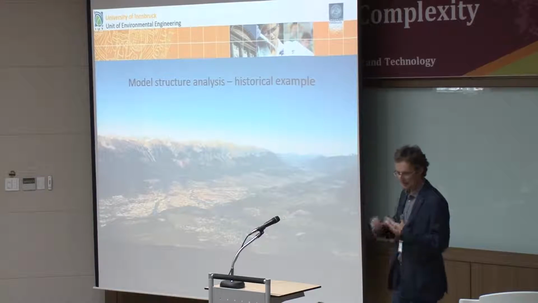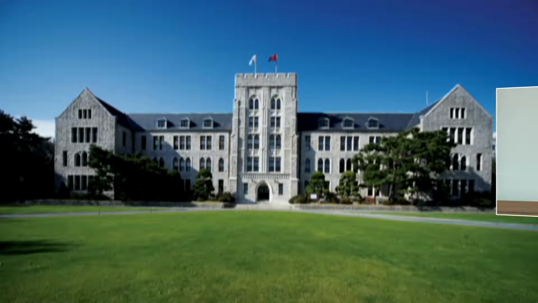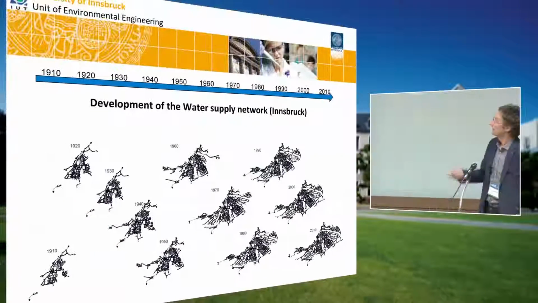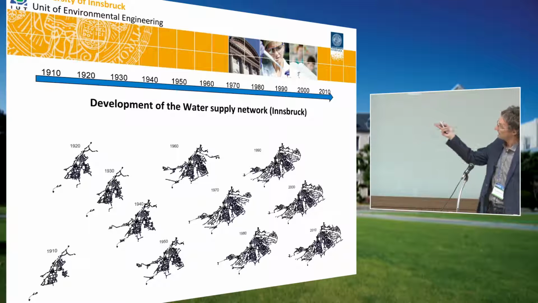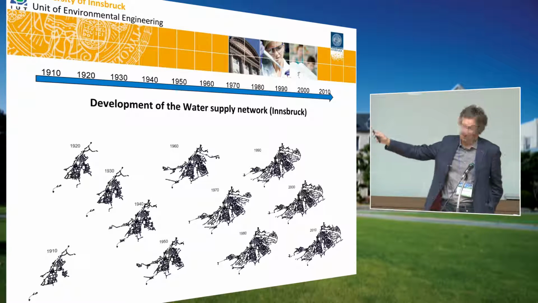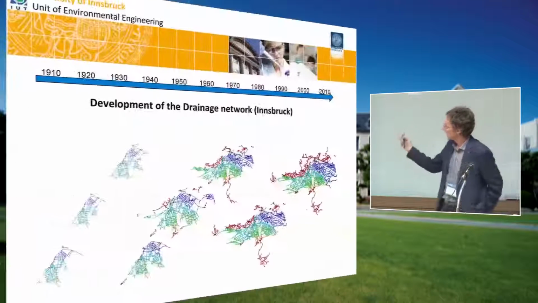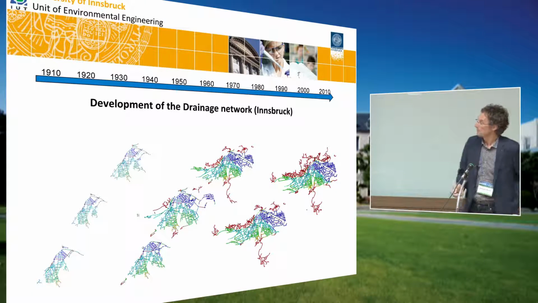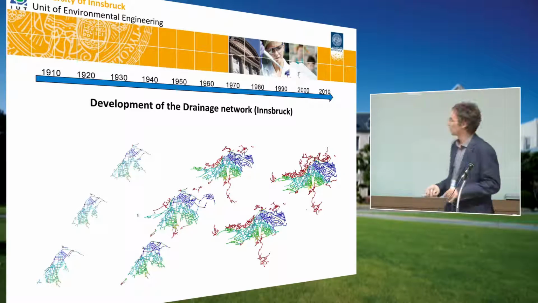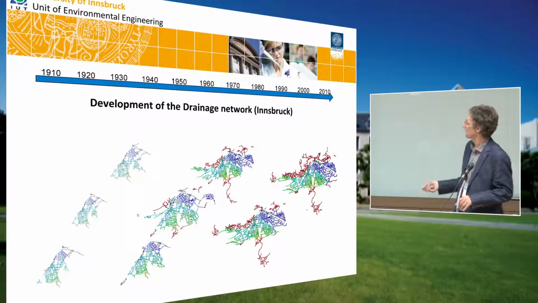But it's interesting, and the interesting thing, as I said, is that we have a lot of data in historical terms: the development of the water supply network all the way from its start around 1900 to today. We have the same data for the drainage network here from Innsbruck. I'm usually talking about the drainage network. This time I would like to talk more about the water supply.